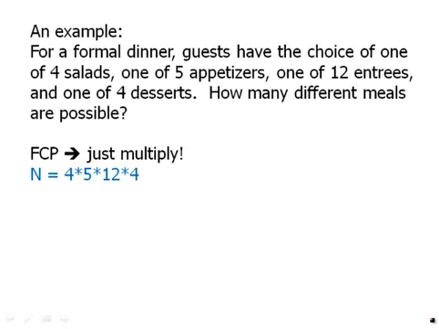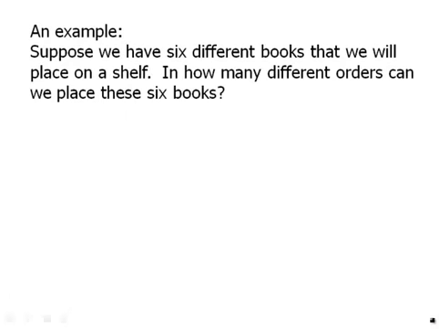So the number of ways to do this would be 4 times 5 times 12 times 4. Well, 4 times 5, of course, is 20. Then multiply by that other 4, that's 80. Well, 8 times 12 is 96, so 80 times 12 would have to be 960. That's the answer.